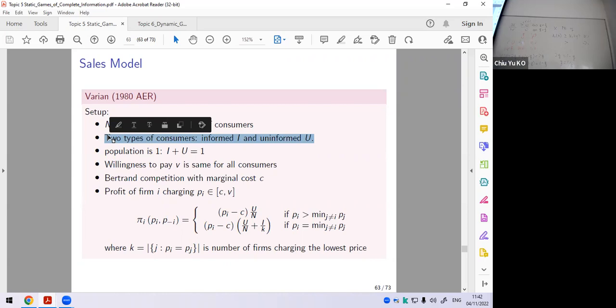Why they do this is that at this time, information economics is very popular. If you look at those days, people were doing search theory, people actively searching. Anyway, in the model, some of the consumers are informed.